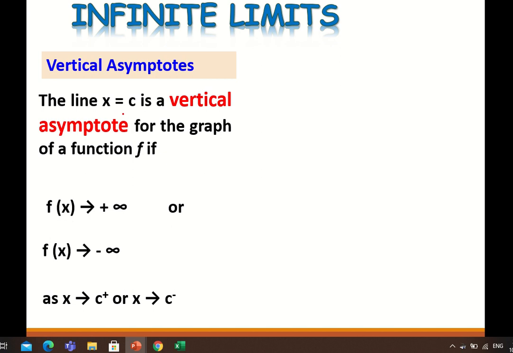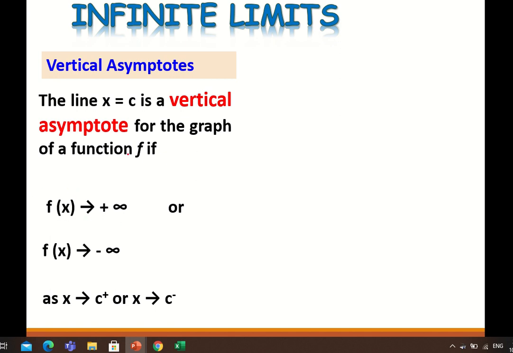So the line x equal to c is a vertical asymptote for the graph of a function if, so these are the conditions, f of x approaches positive infinity or f of x approaches negative infinity. So we have here the line x equal to c. It can be x equal to 0, x equal to 1, or x equal to negative 1, and so on and so forth. So it depends. Alright?